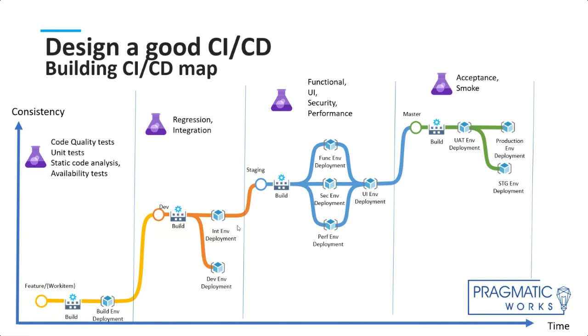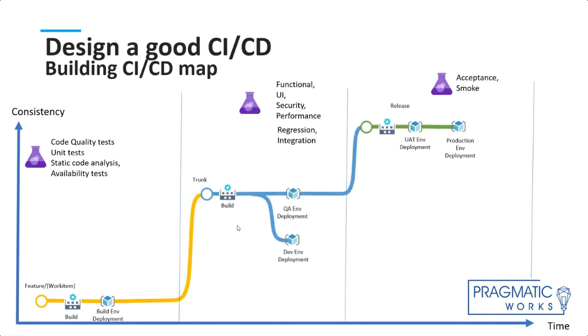So by using this CI/CD map, you can easily design your CI/CD and combine your branch strategy with the release flow and the quality gates here. In other case, for the trunk-based development, we can use lower amount of environments and we can map our testing like this.